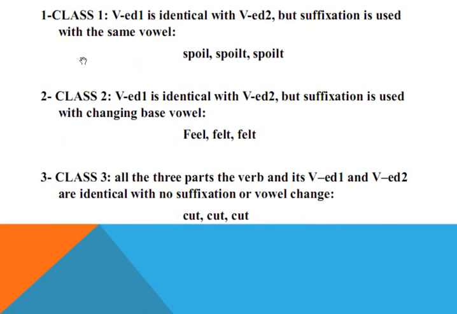The first class of verbs is when the VED1 is identical with VED2 but suffixation is used. What does this mean? The VED1 spoiled and VED2 spoiled have an identical base vowel. We have oi here and we have oi here, so the same base vowel. However, we do use suffixation. We do use the /d/ suffixation.